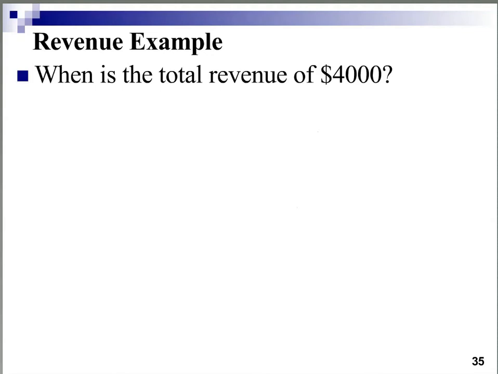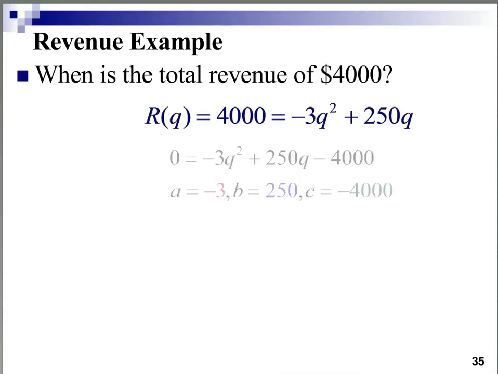Recall that our problem was to try to find when the total revenue is $4,000. What we had done was take 4,000, set it equal to revenue, set that into the equation, and then set that equation equal to 0 to put it into standard form. Once one side of the equation is equal to 0, you can identify your values of a, b, and c. A always includes the sign, so we have to include the negative 3 here. B also includes the sign, so there's an implied positive here, b is 250, and c includes the sign, so it's negative 400.